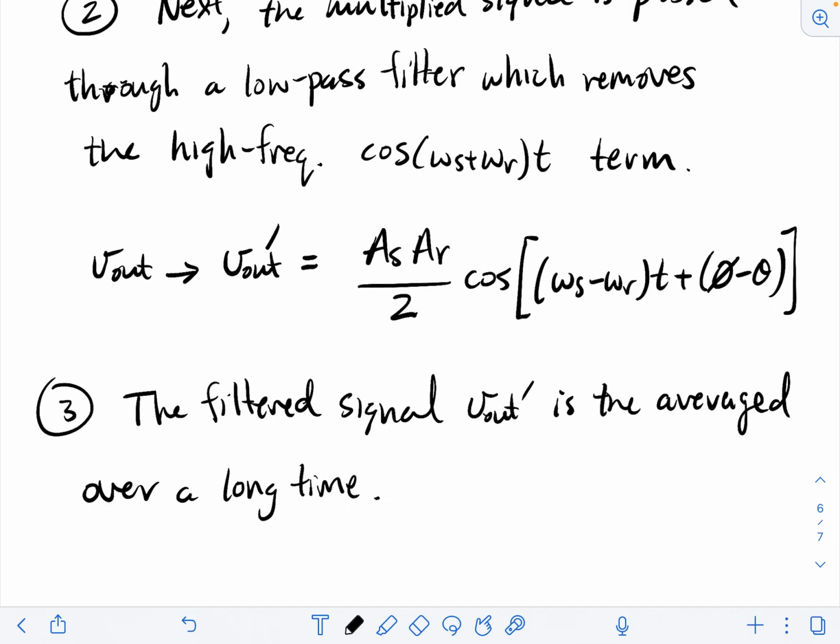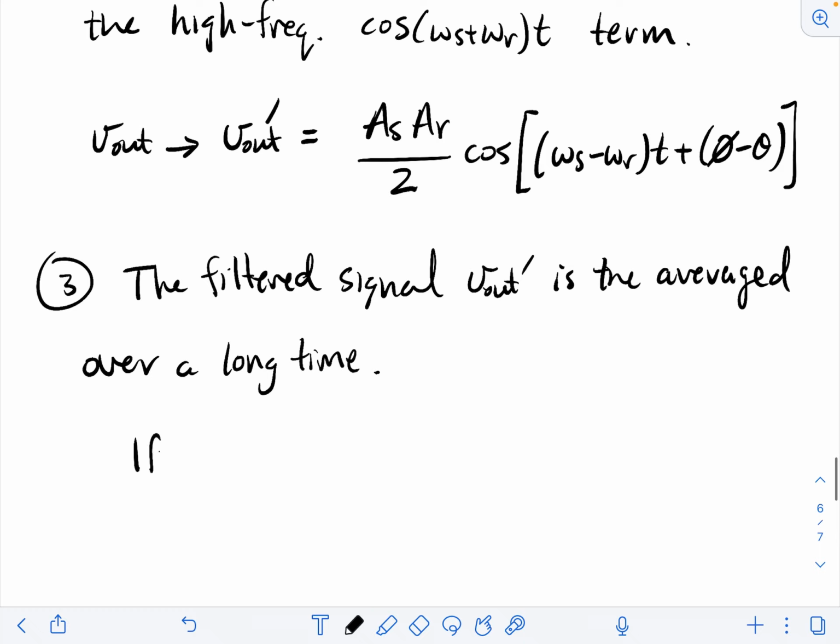And so, I mean, you can see this V out prime is just a cosine function, and a cosine function is half the time positive and half the time negative, and as long as we average over a time that is like many periods of the omega s minus omega r signal, then the V out prime is just going to average to 0. So if omega s is not equal to omega r, then the average of V out prime is equal to 0.